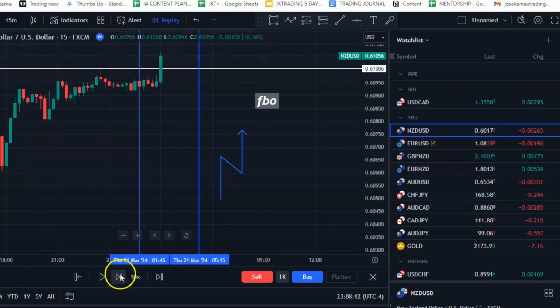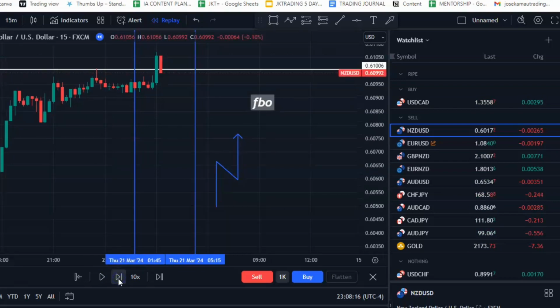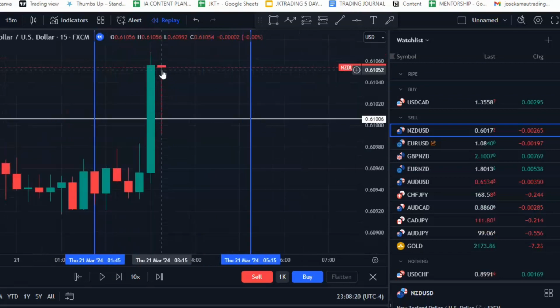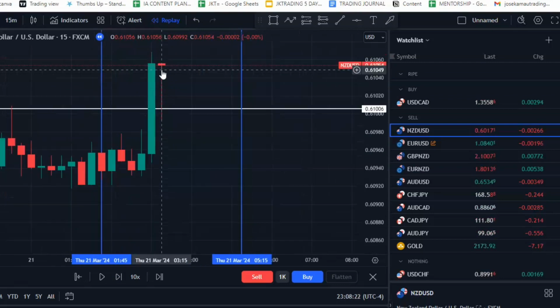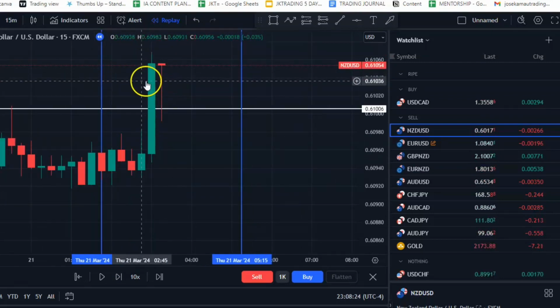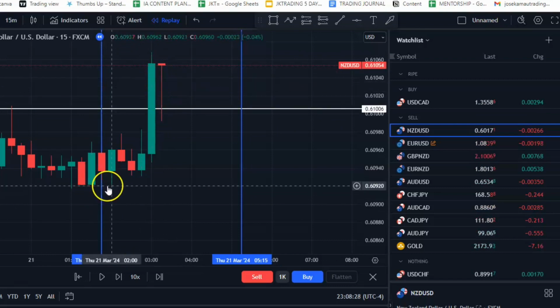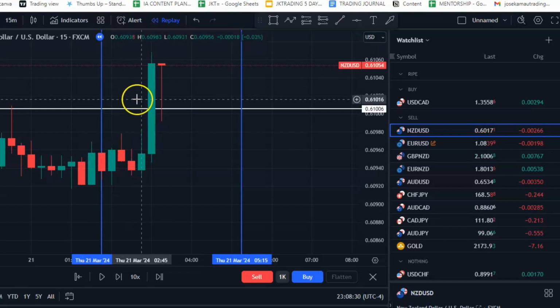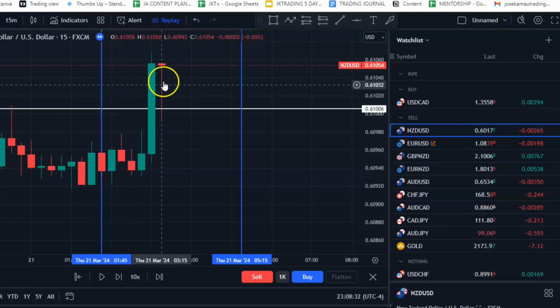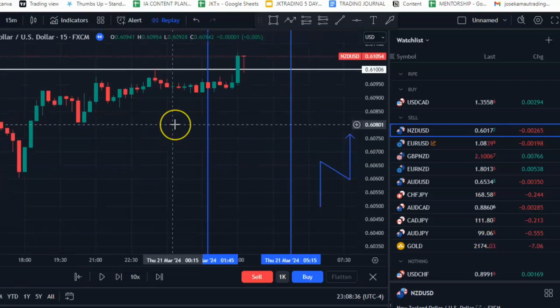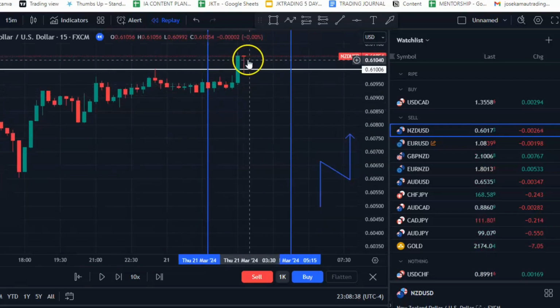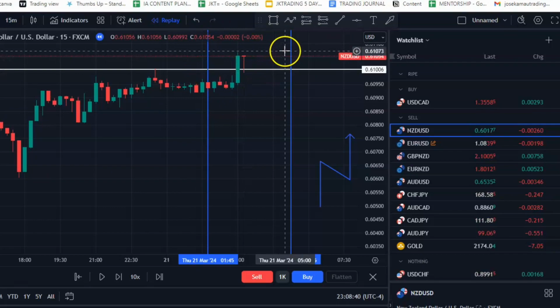Now, what confirms that it's a liquidity sweep is if the next candle closes bearish. And you can see this is a hammer or a hanging man. I'm not sure. But this is a bearish candle after the breakout. So a 1, 2, 3. The next candle is bearish. So this confirms that this is a liquidity sweep at the high of the week.